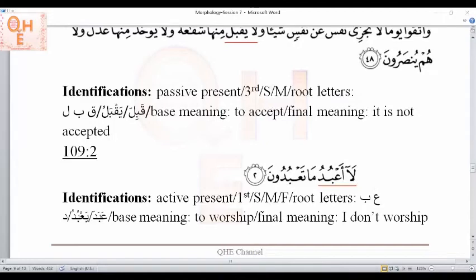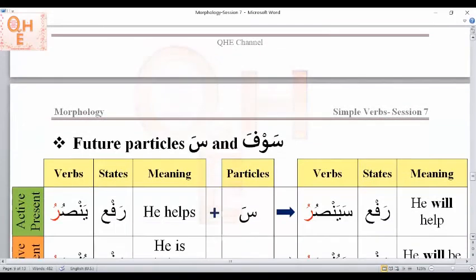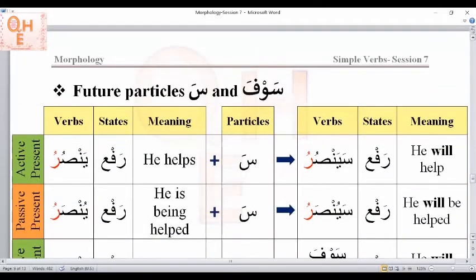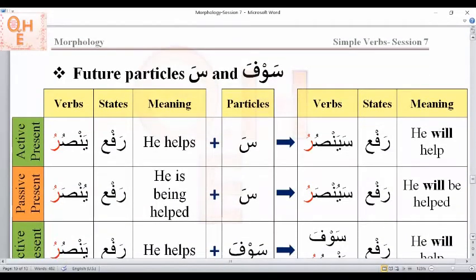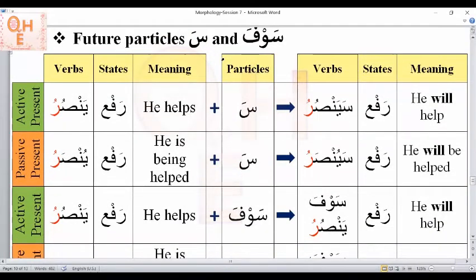Okay. Now let's go over our next particles, which are the future particles. Sa, sawfa. Okay. So let's go over the active present tense. Yansuru, default state, means he helps. When sa comes before it, sayansuru. Sayansuru. Okay. Sa, it cannot be a separate detached particle.